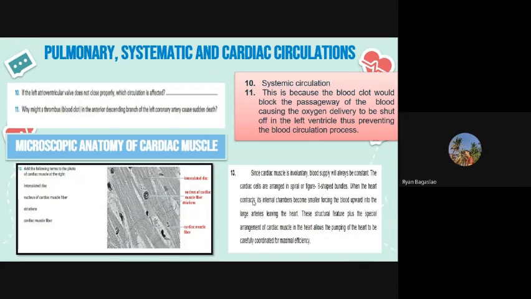For number 10, if the left atrioventricular valve does not close properly, which circulation is affected? The affected circulation is the systemic circulation.